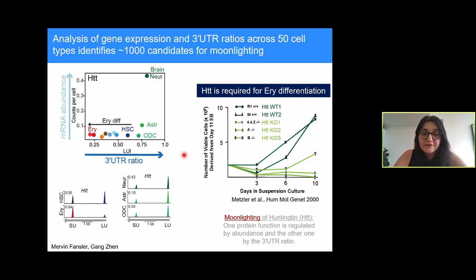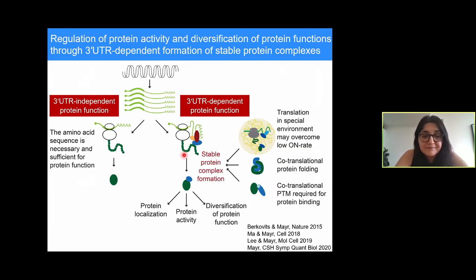And so I want to summarize this first part. I showed you that proteins can have 3'UTR independent or 3'UTR dependent functions. A 3'UTR independent protein function is a function where the amino acid sequence is necessary and sufficient. However, many protein functions actually require the presence of the 3'UTR, and 3'UTRs can regulate protein localization, protein activity, or can diversify protein functions.